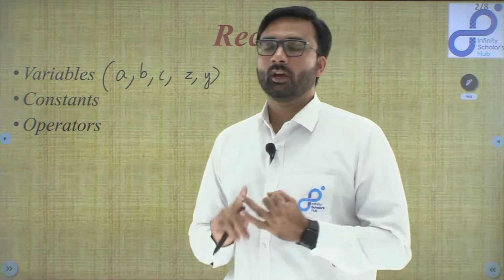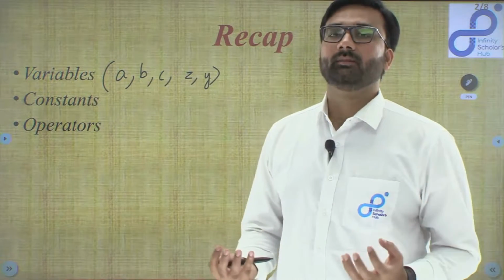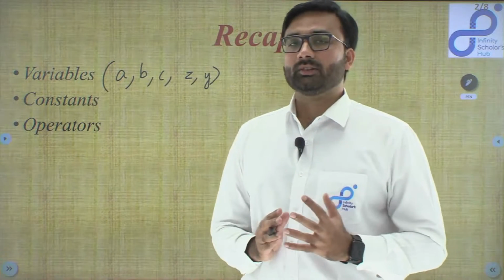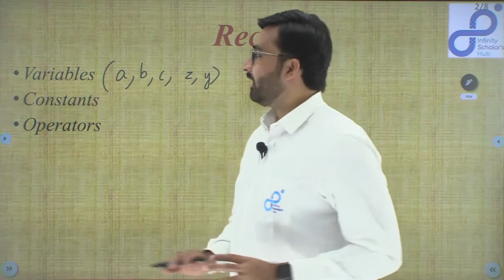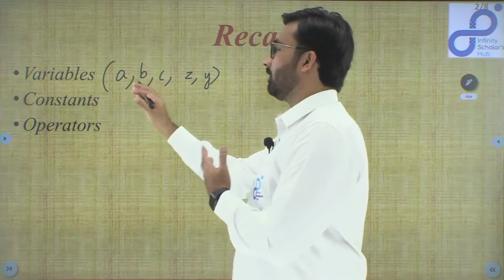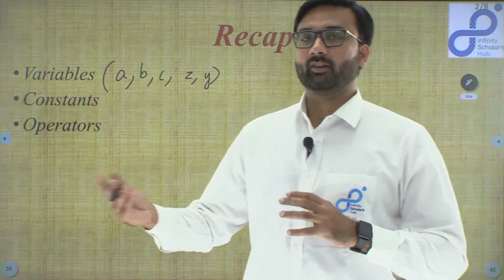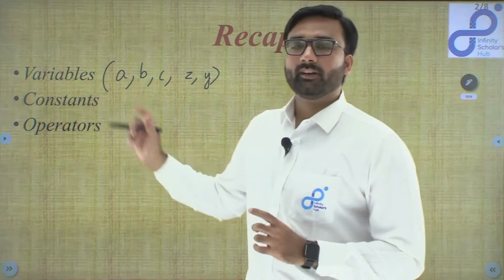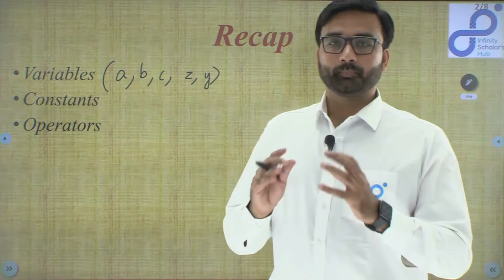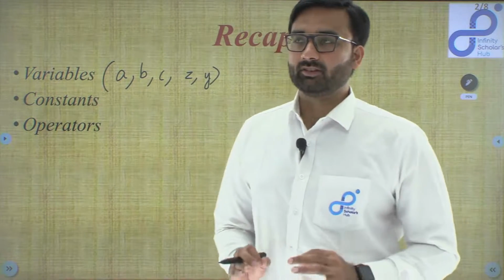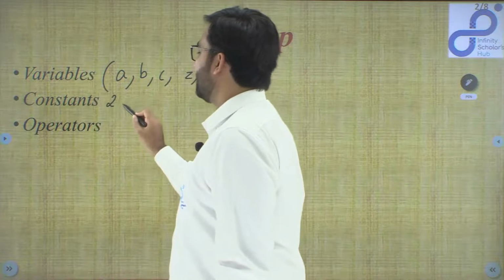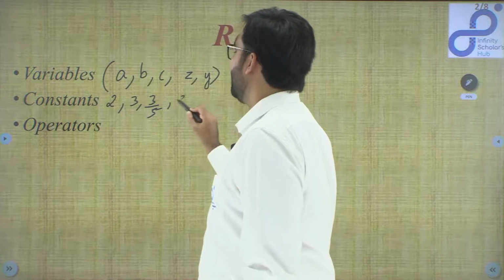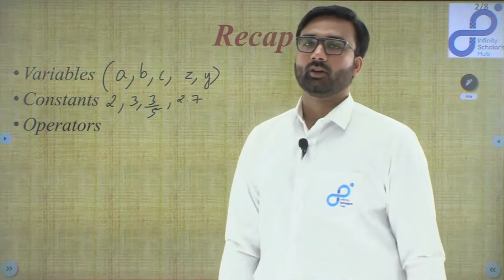Second is constants. Constants are numbers that we use daily, like 2, 3, 4, 5, 6. They are called constants because their value does not change. Take any variable, like a. This a can be 7 also, this a can be 2/5 also, this a can be anything, that is why it is called a variable. But a constant has a fixed value, it can never change. So your constants are 2, 3, 3/5, 2.7. These all are constants.